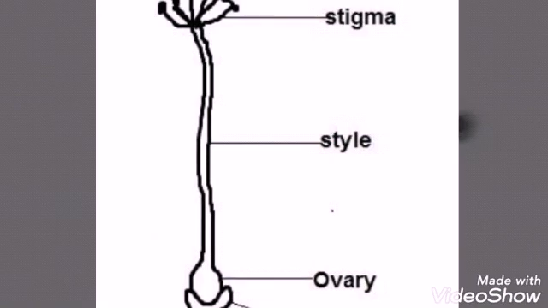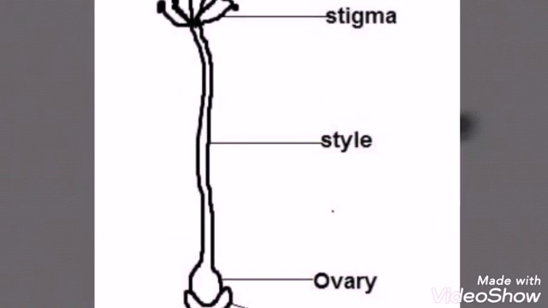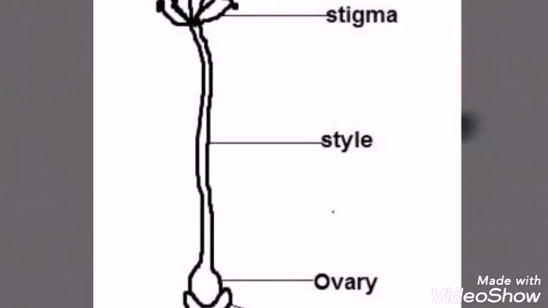Inside the ovary there are some small structures which are called the ovules, which later develop into seeds, as you have already seen in the previous photos. Okay, so what are the male and female reproductive parts of a flower? The male part of the flower is called the stamen, and the female part of the flower is called the carpel or the pistil.